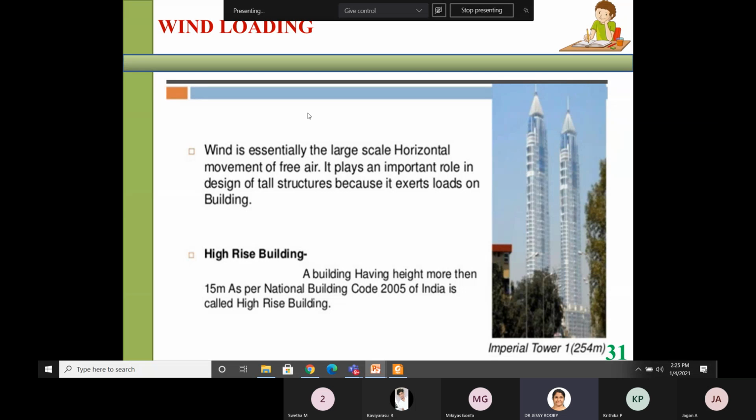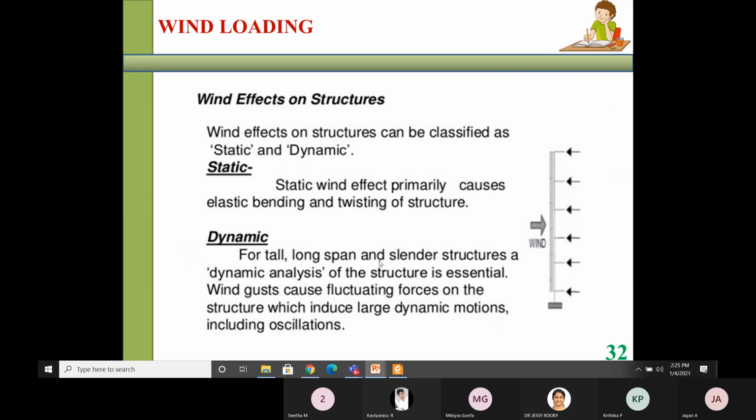But for wind loading, what is the code for wind loading? Which code book do you have to refer? Please note it down. For wind loading, you have to refer to IS 875 part 2. Okay. So this also has to be circulated. Everybody should have this wind load code.